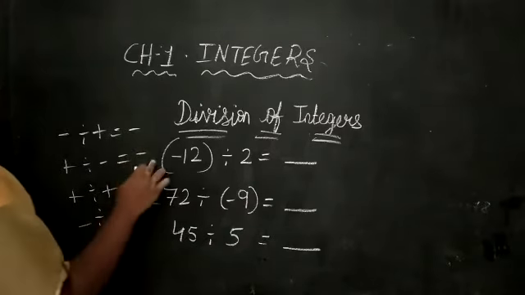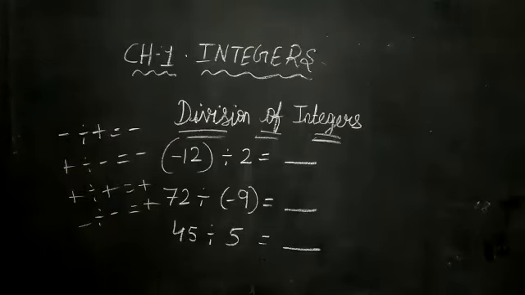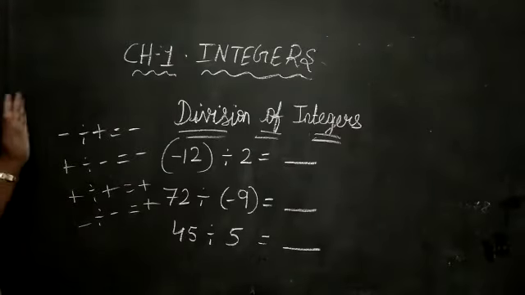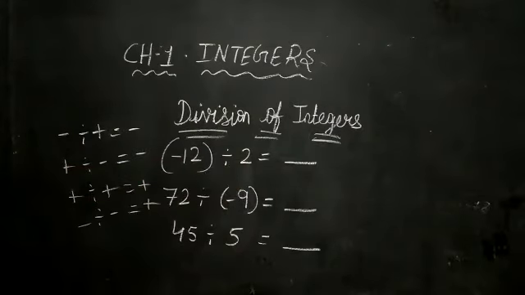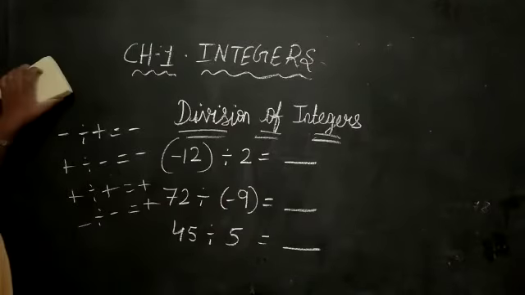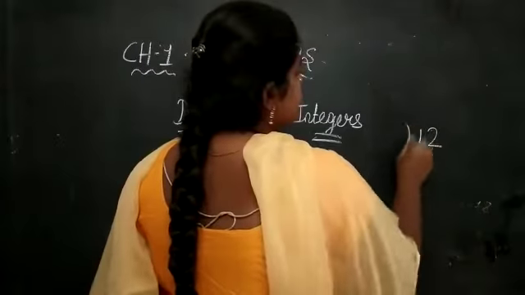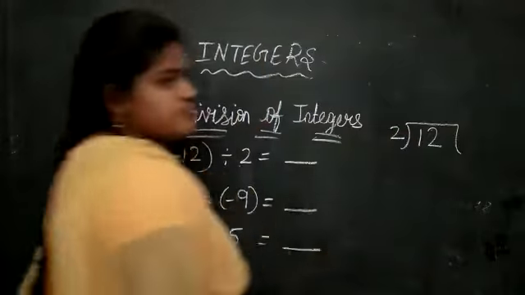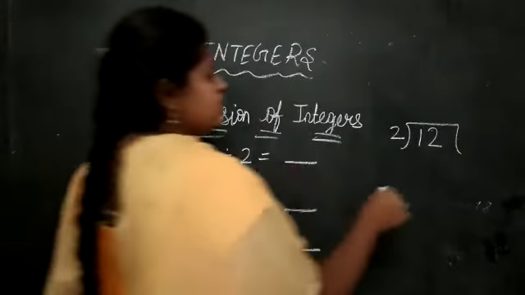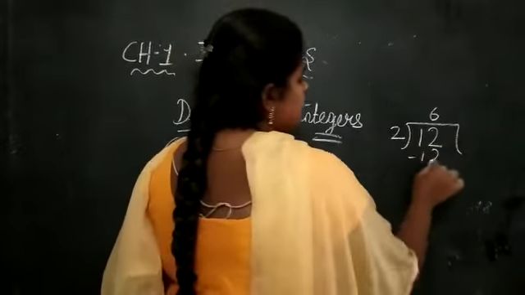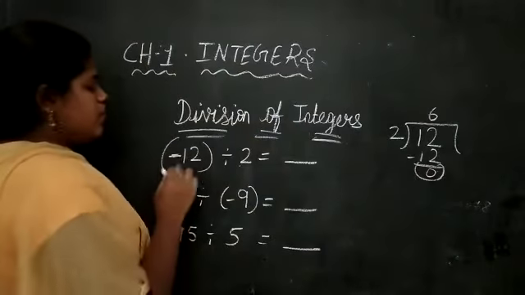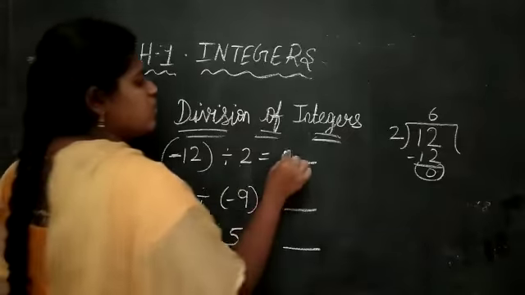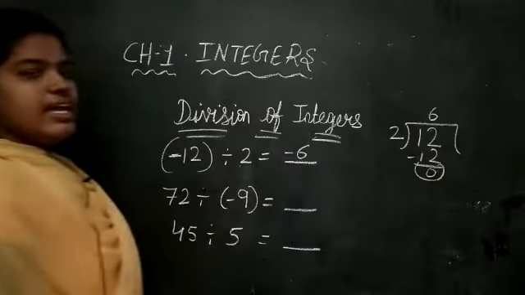No need of any changes for division also. As it is, what you did for your addition and subtraction will be the same for division of integers also. So here you have some examples. Divide minus 12 by 2. In the 2 table, 2 sixes are 12. Now your quotient value will be negative because minus divided by plus is minus.